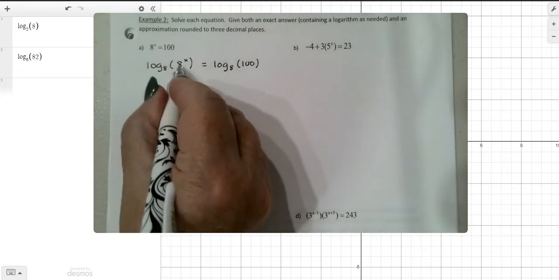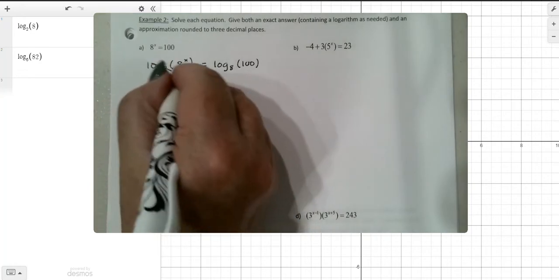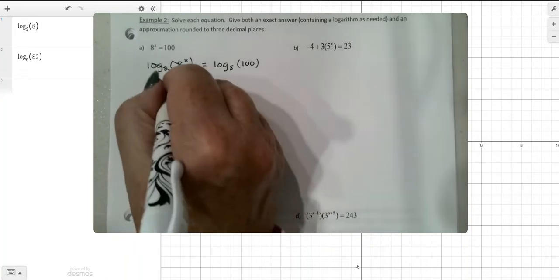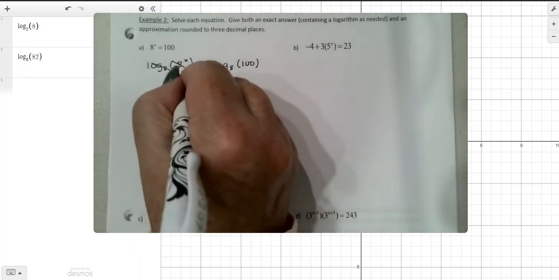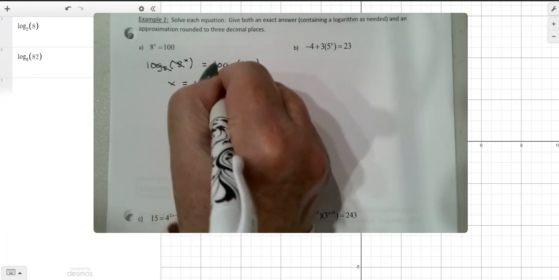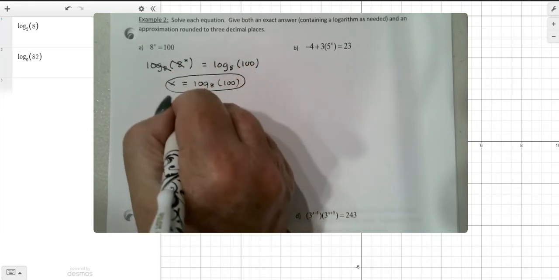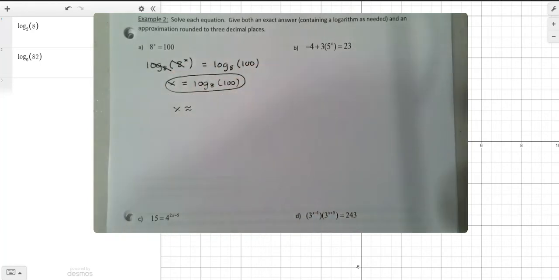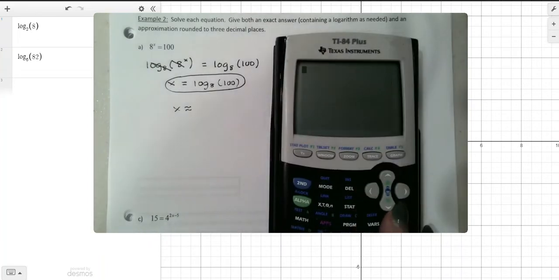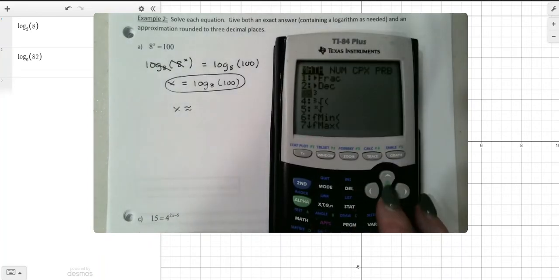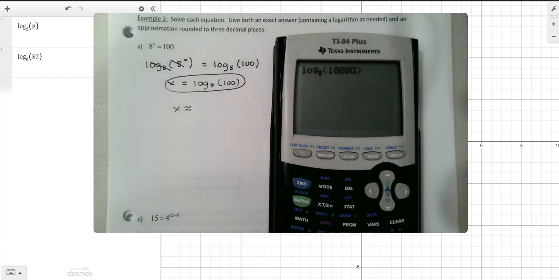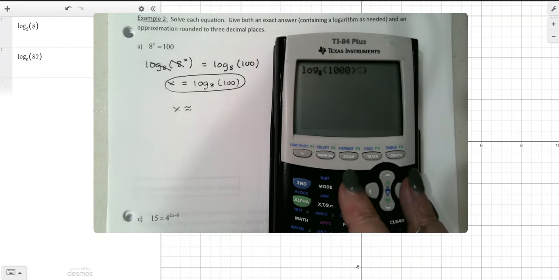There are those inverse functions again. That's the composition of the logarithm and the exponential. So that just gives me x. And the exact answer is the log base 8 of 100. Now I can turn that into a decimal approximation by going down to that log base option and doing the log base 8 of 100 that way.